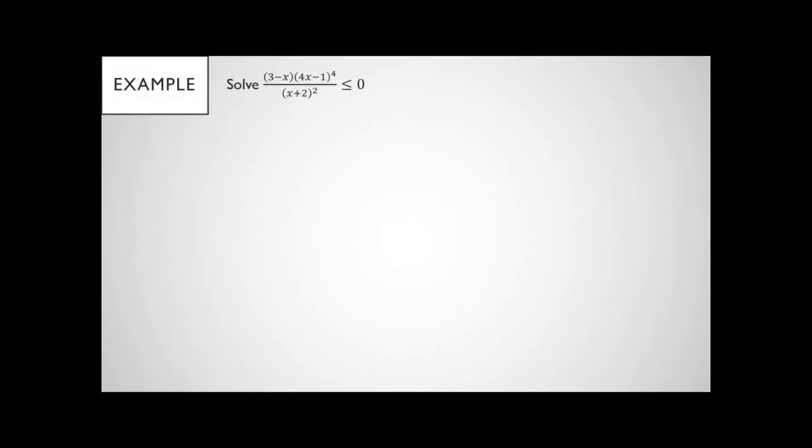Okay, I have one more. This one's already factored for us though. So I wanted to do something with some things to the fourth, things squared, that sort of stuff. So this is already factored. We've got it less than or equal to 0, so we don't have to worry about that. So we just need to find the zeros and the asymptotes. So that will be our first step.